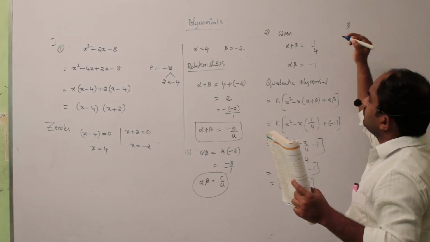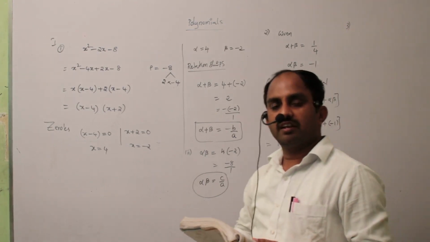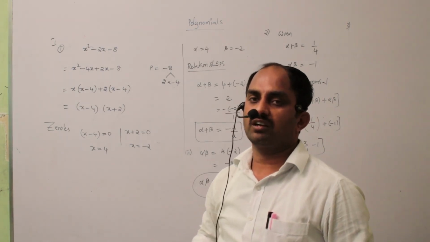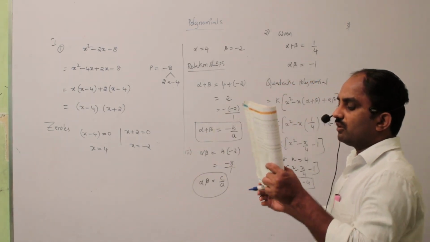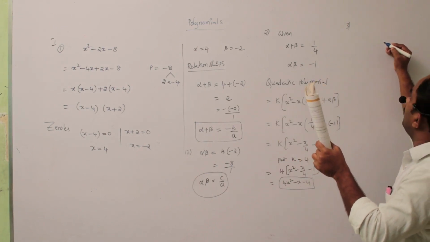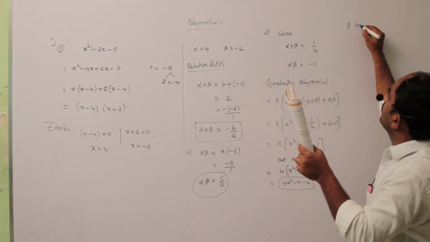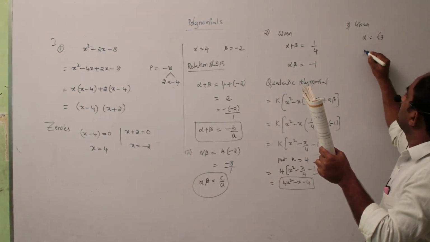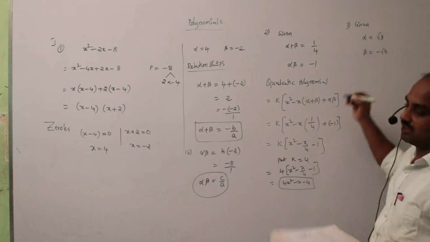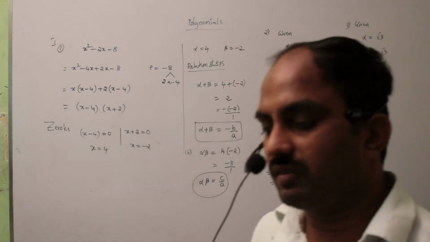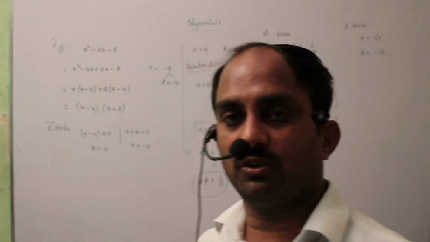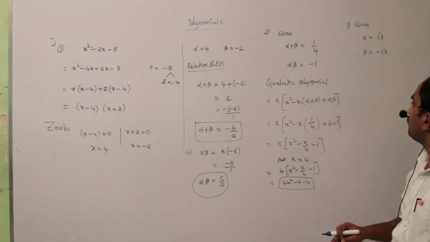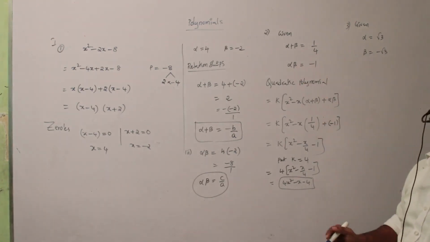Next, third Roman, see. Second Roman, third Roman, what is the variation? In second Roman, they gave alpha plus beta and alpha beta values. In third Roman, what do they give? The alpha value and the beta value. That means given alpha is equal to root 3 and beta is equal to minus root 3. So the statement given in the question is very important. Alpha and beta values are given here. We have to find alpha plus beta and alpha beta.